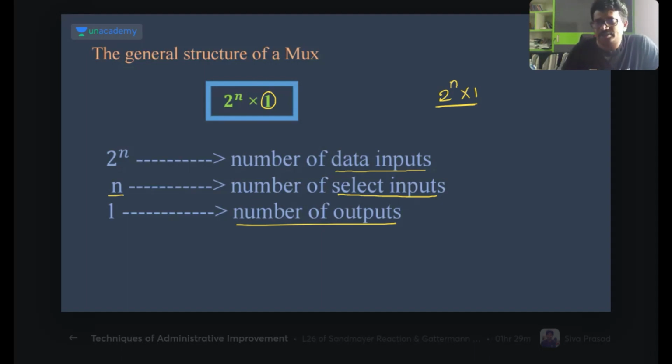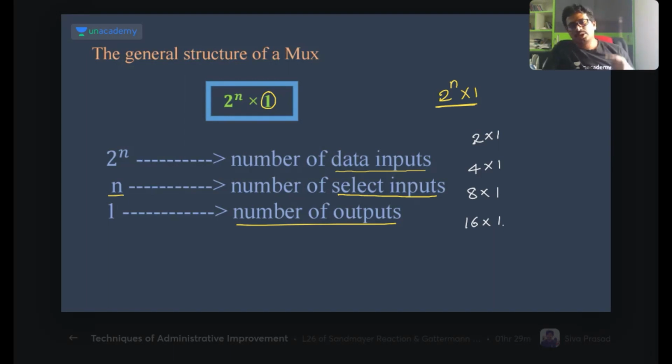Now if I take n equal to 1, the order of this mux is 2 by 1. Next, if I take n equal to 2, this is a 4 by 1. Now this is 8 by 1, and this is 16 by 1. In all the cases, how many outputs are there? Only one output.